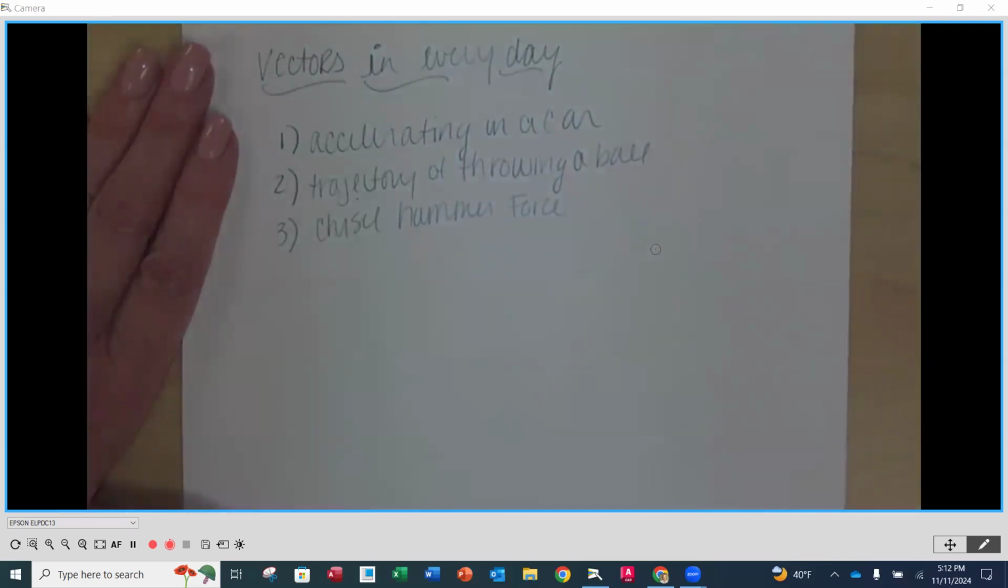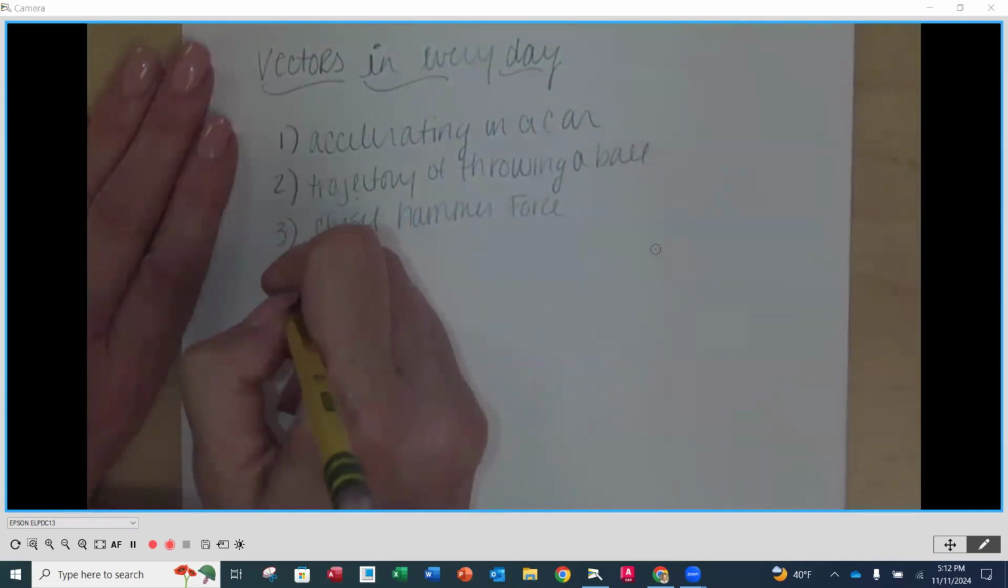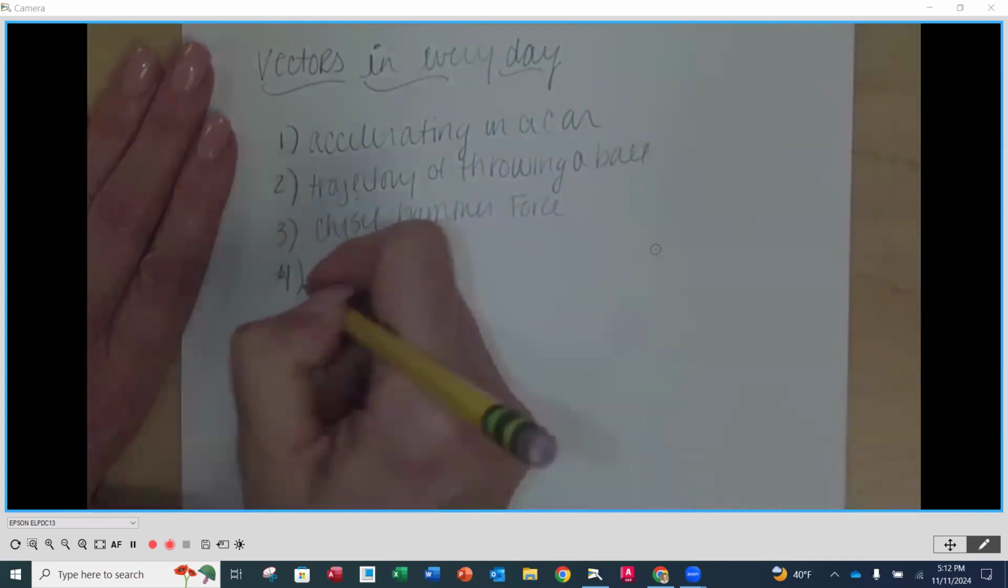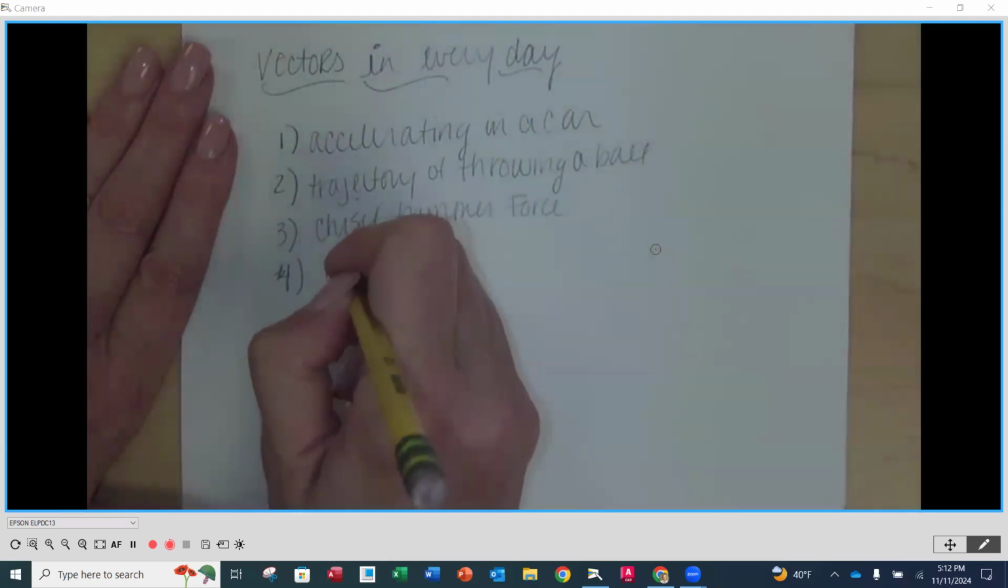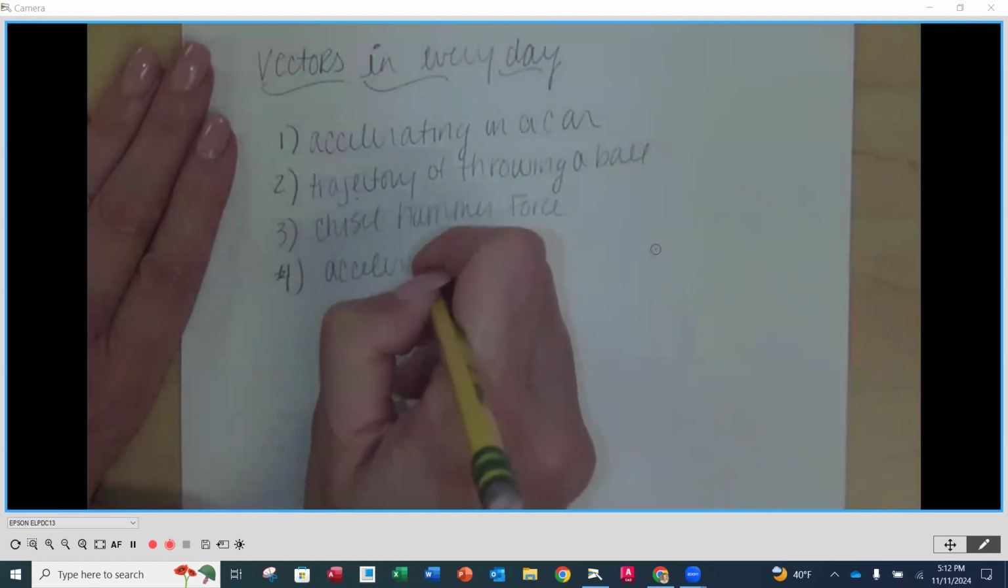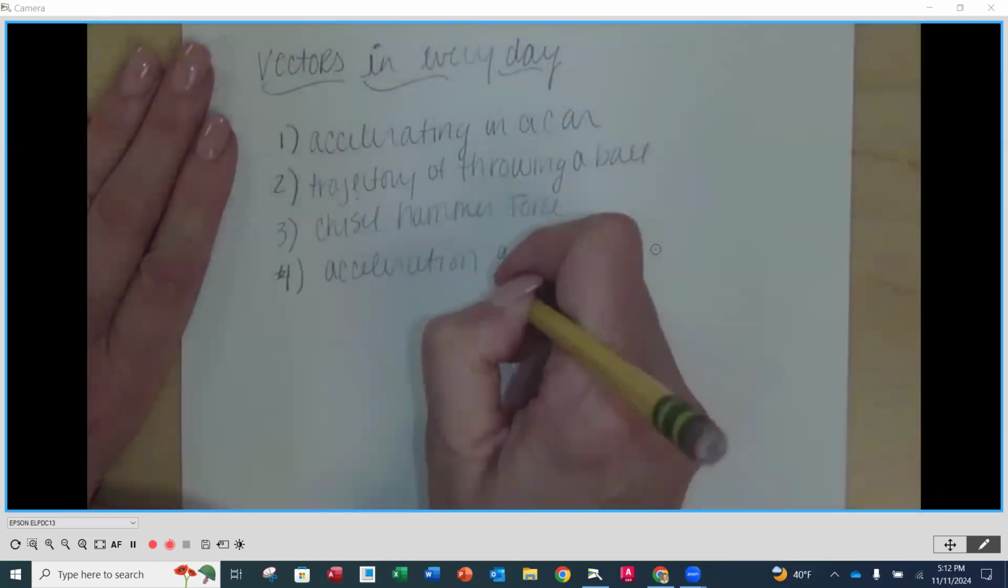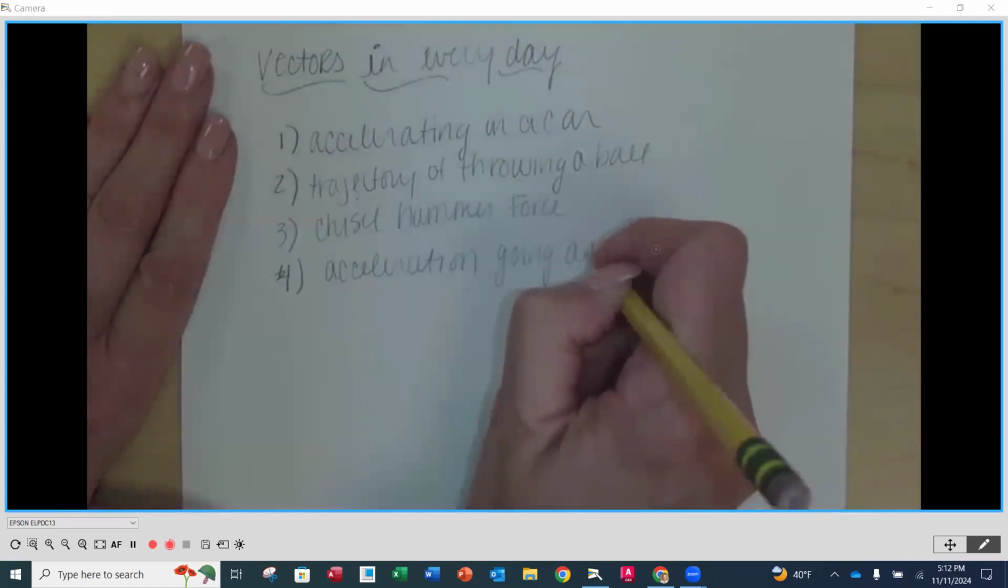Others. Josh. Going around the curve, like when you're driving. Yes. So that would be acceleration. Yep, changing of the direction, going around a curve.